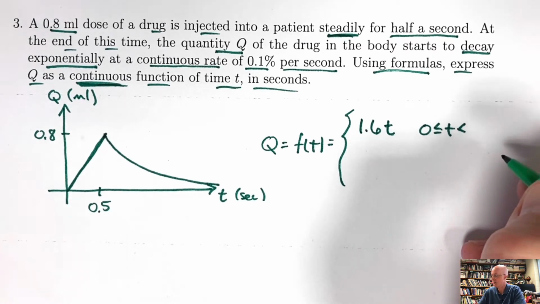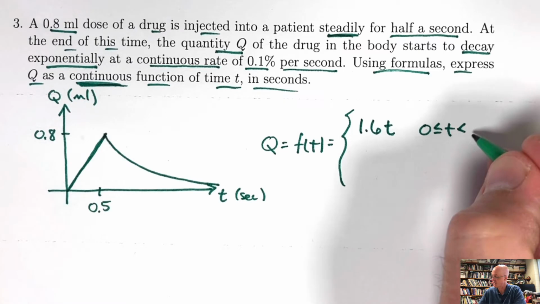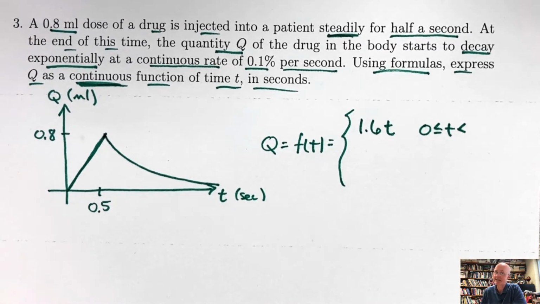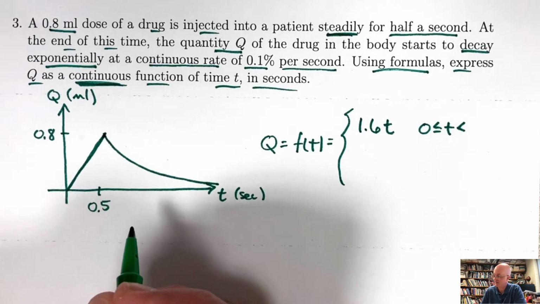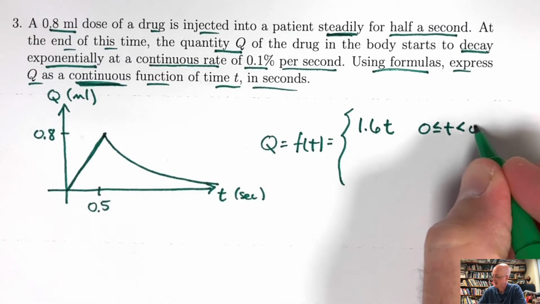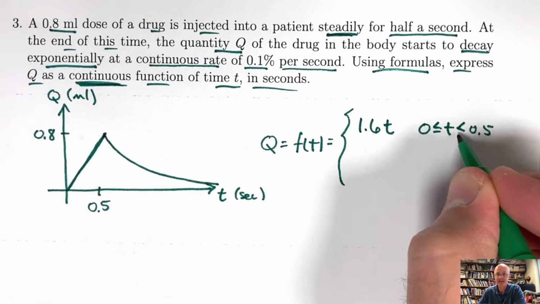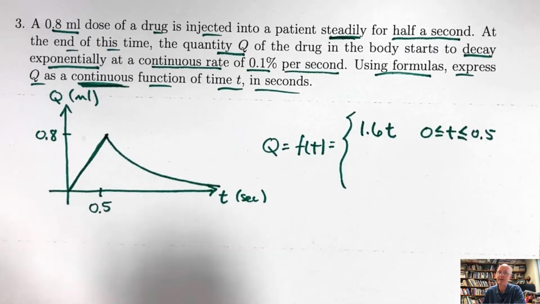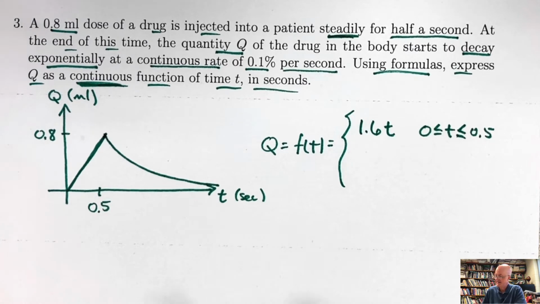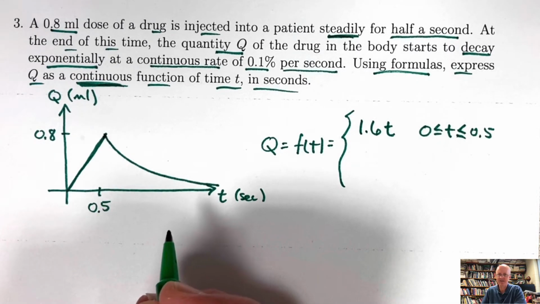Should I include 0.5 in this piece of the formula or not? The answer is that it doesn't matter, at least if you design your formula to be continuous like this. I could put a less than there. I could also put a less than or equal to. I think I'll put a less than or equal to, okay? But it could be either way. Either answer is okay. The exponential decay part, that's a little trickier.